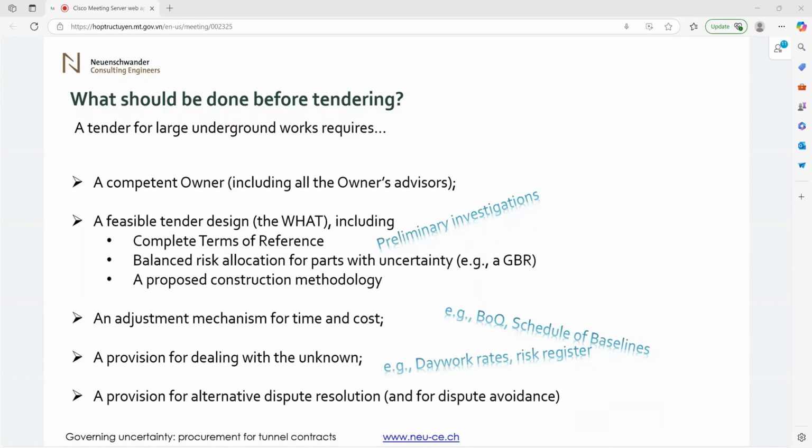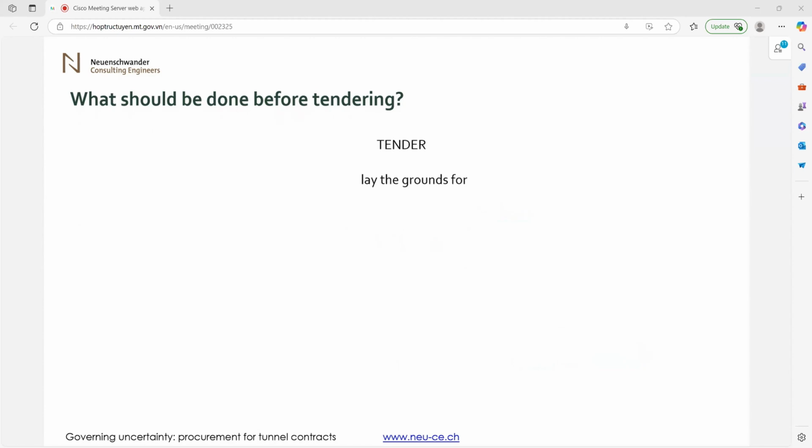And we need this provision for alternative dispute resolution. We don't want to go to tribunals, and if possible, we don't want to go to arbitration. We want to know quickly what happens. Arbitrations are extremely costly, and they take a long time. Next, please. Yes, so we need a standing DAAB.